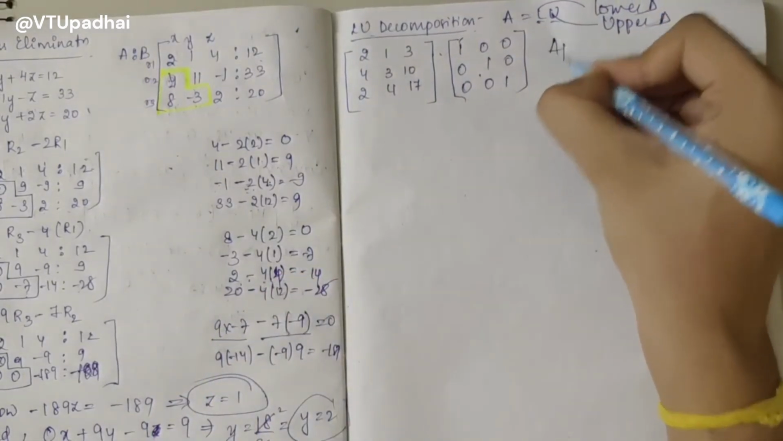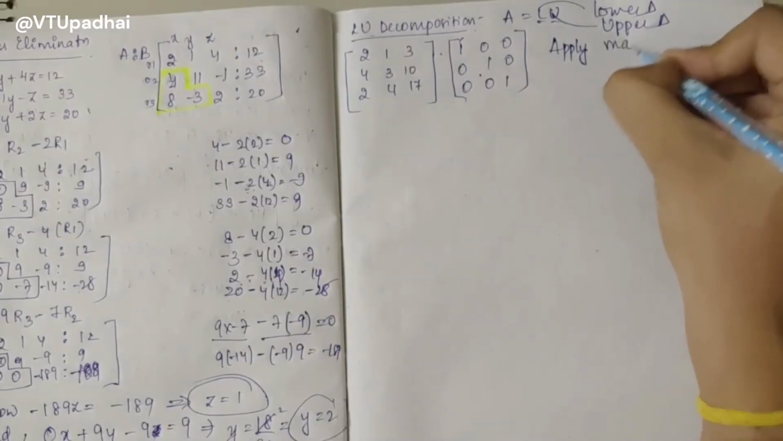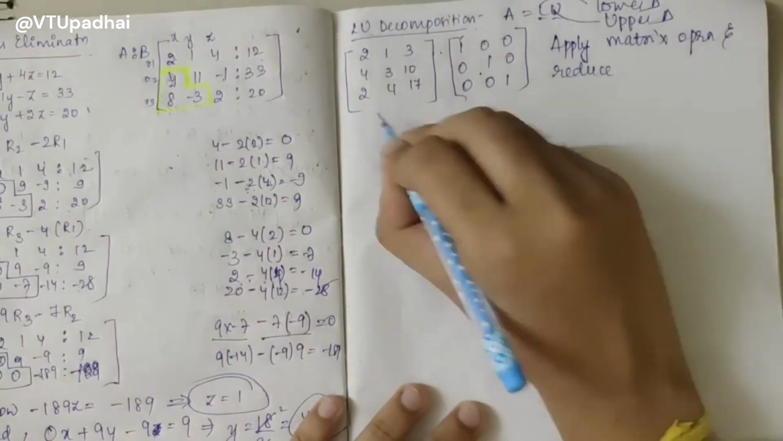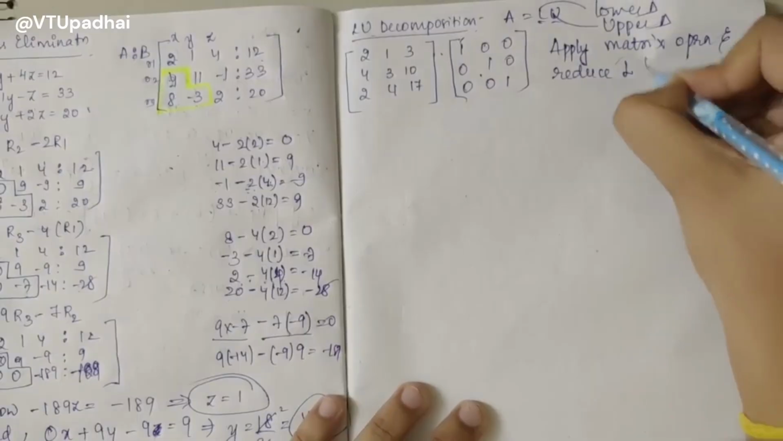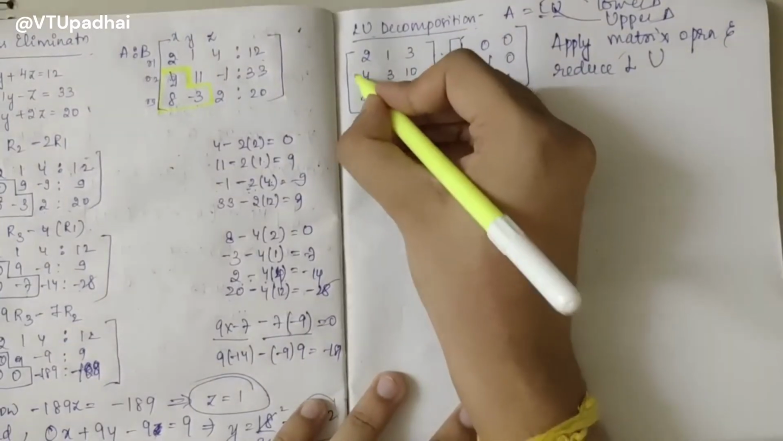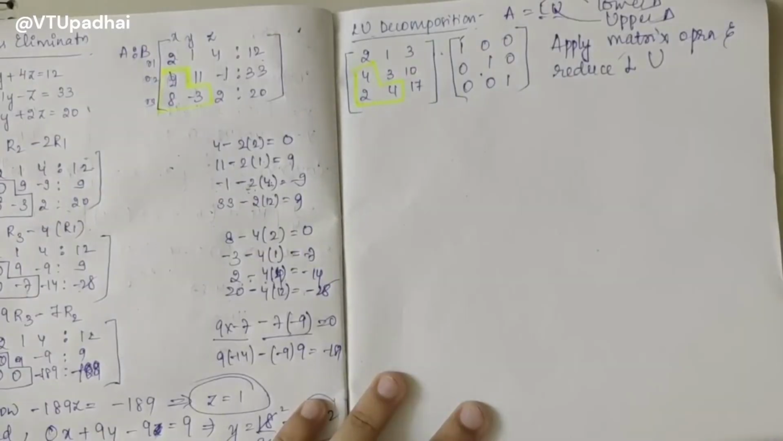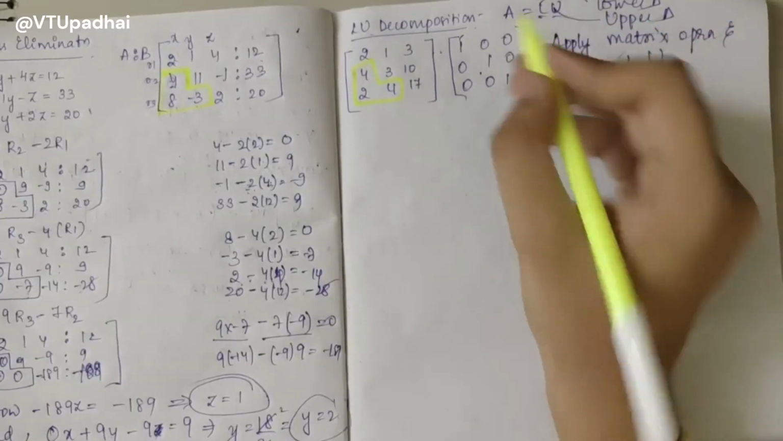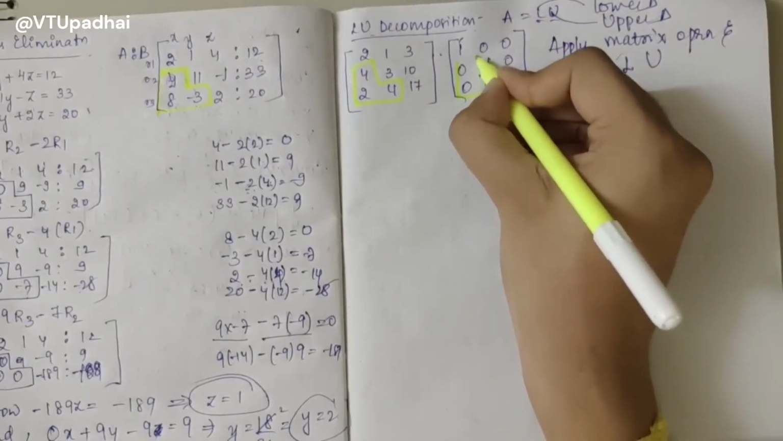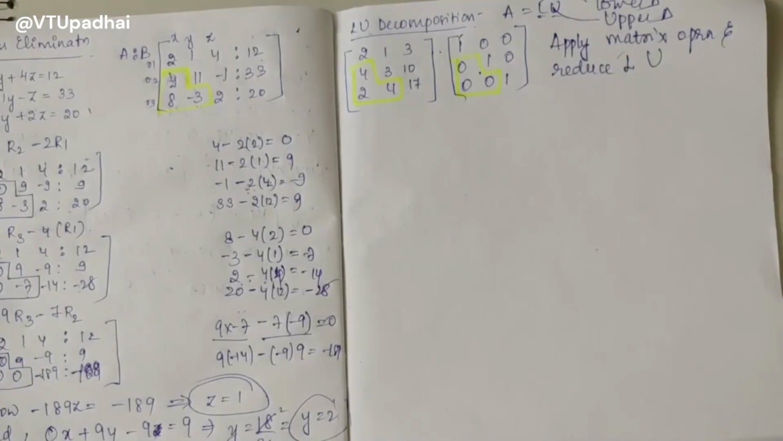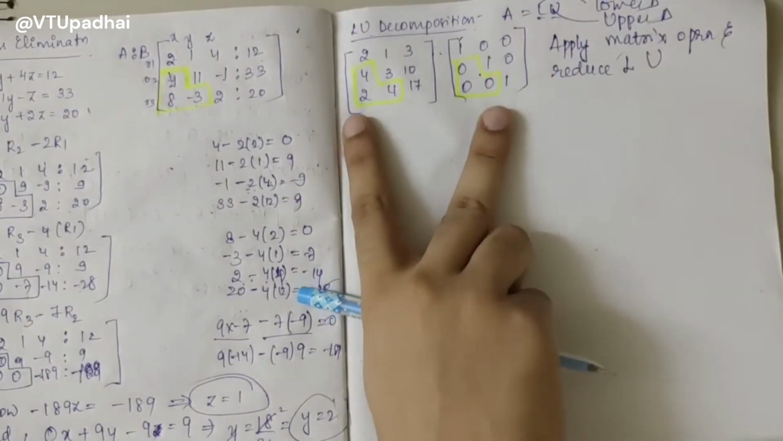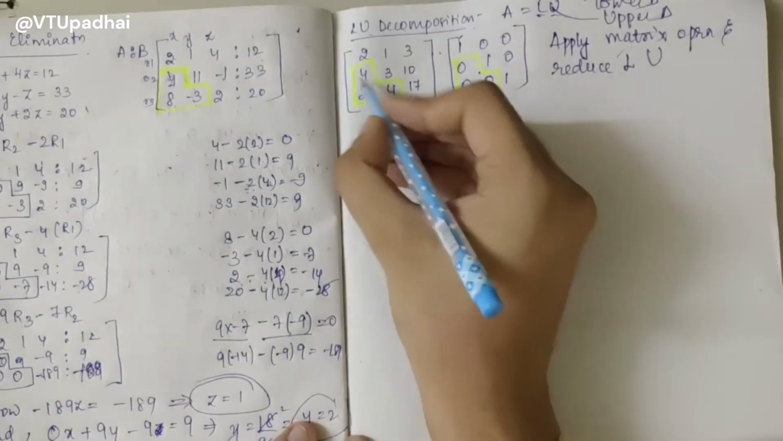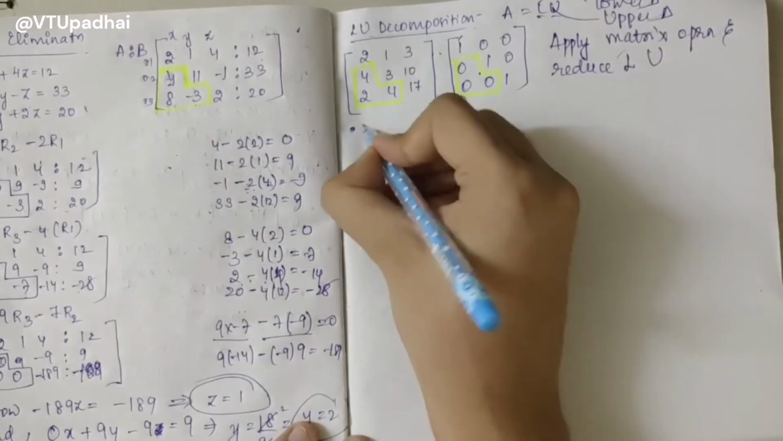So my aim is to apply matrix operations and reduce these two as lower triangular matrix and upper triangular matrix. Lower triangular matrix means this part should be 0. That's what we have seen in the previous question, right? Upper triangular matrix means this part, instead of 0, there has to be some value in it. So we need to perform operations such that both the changes happen simultaneously. So selection of the operations is pretty important here. Let me start from the R2 operation.